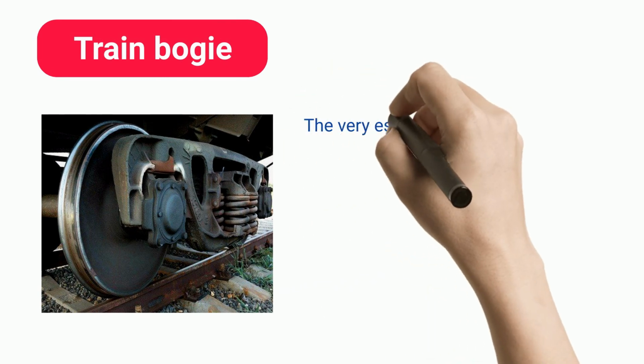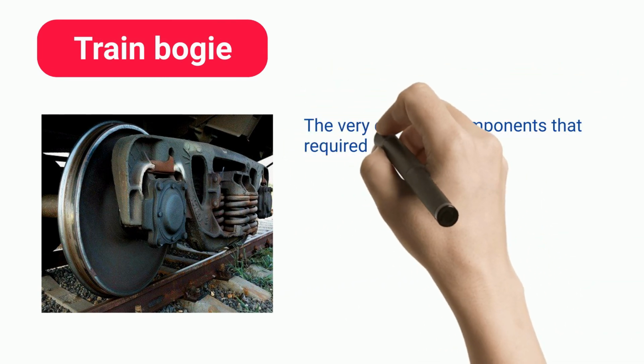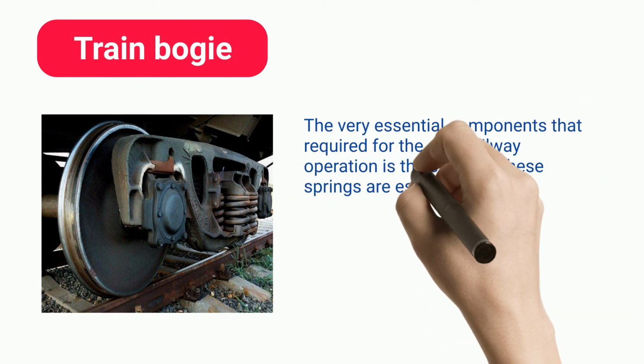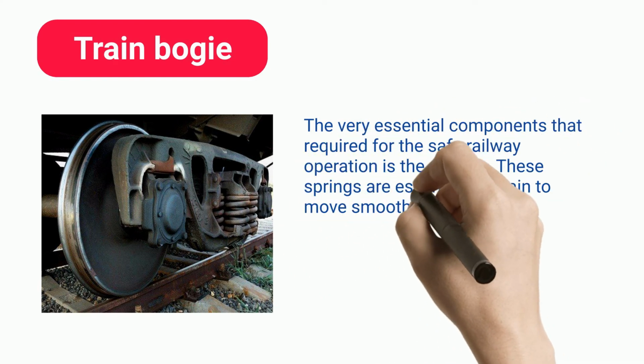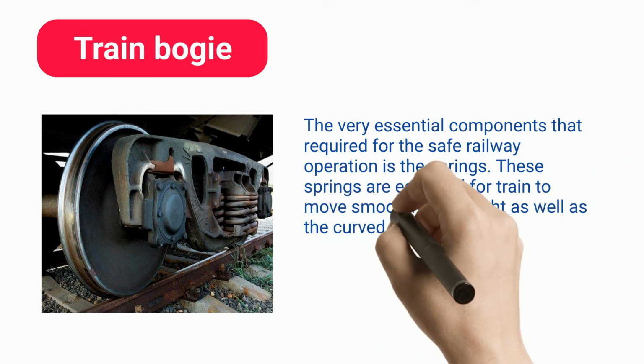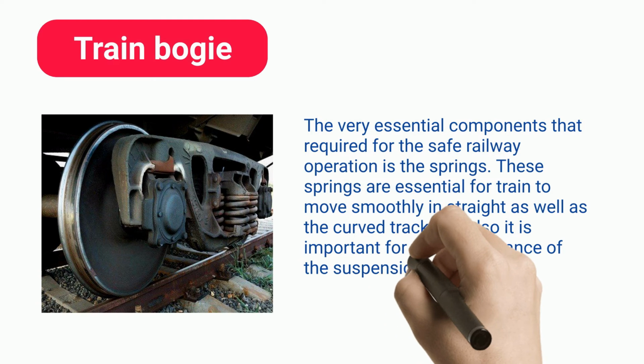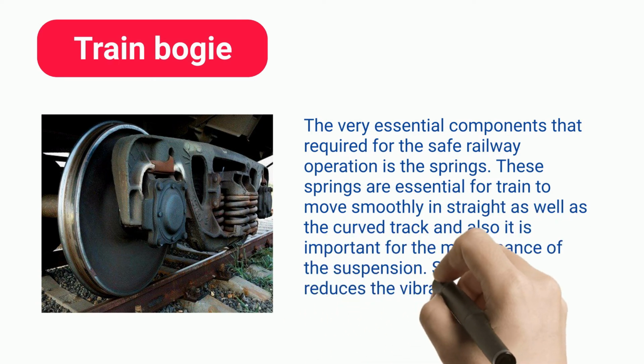Train bogie. The very essential components required for safe railway operation are the springs. These springs are essential for the train to move smoothly on straight as well as curved tracks, and they are also important for the maintenance of the suspension. Spring force reduces the vibration and prevents derailment.